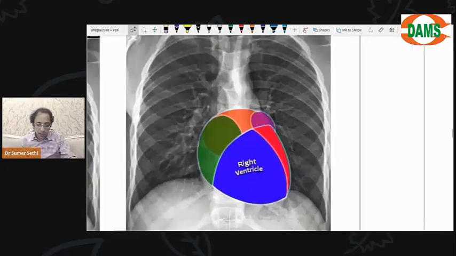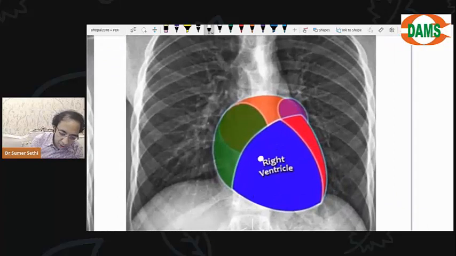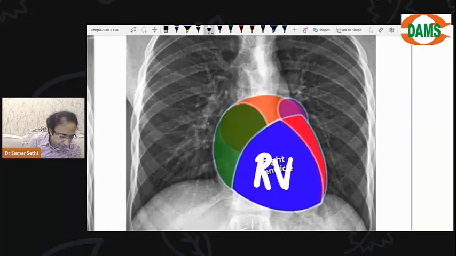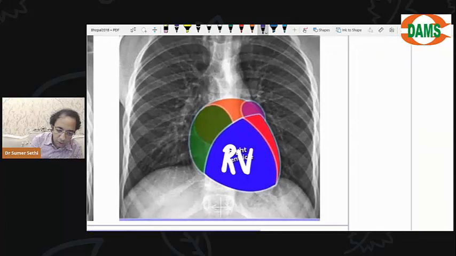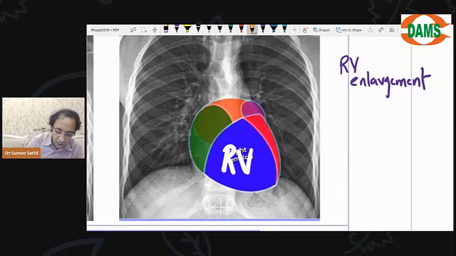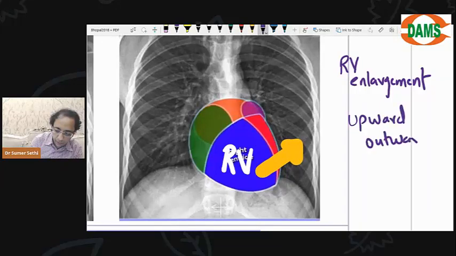Okay, and the anterior most chamber of the heart is right ventricle. Anterior most chamber of the heart is the right ventricle. Can anybody tell me if the right ventricle is enlarged, in which direction it will enlarge? If the right ventricle is enlarged, it enlarges in this direction. So we will say upward, outward. So the apex will be lifted up in an upward, outward direction.